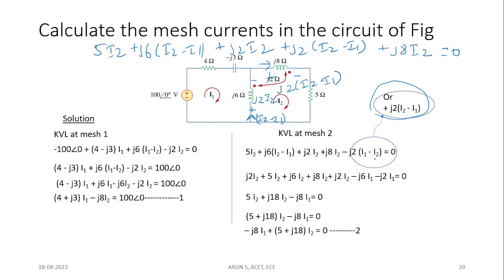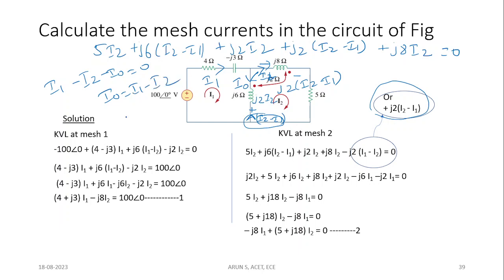So how will this minus J2 (I1 minus I2) come? Instead of considering the bottom to top direction, consider the top to bottom direction. What is the current here? I1. What is the current here? I2. Let us take this as I0, the current flowing from top to bottom. If I apply KCL here, I get I1 minus I2 minus I0 equal to 0. So I0 is equal to I1 minus I2. That will be the current.